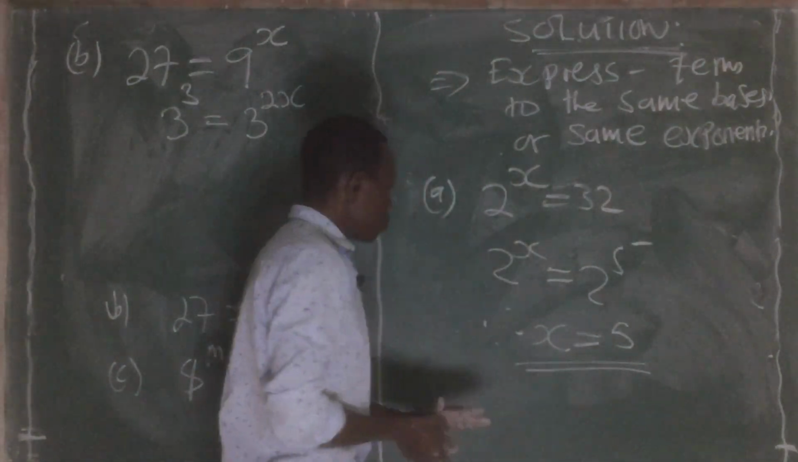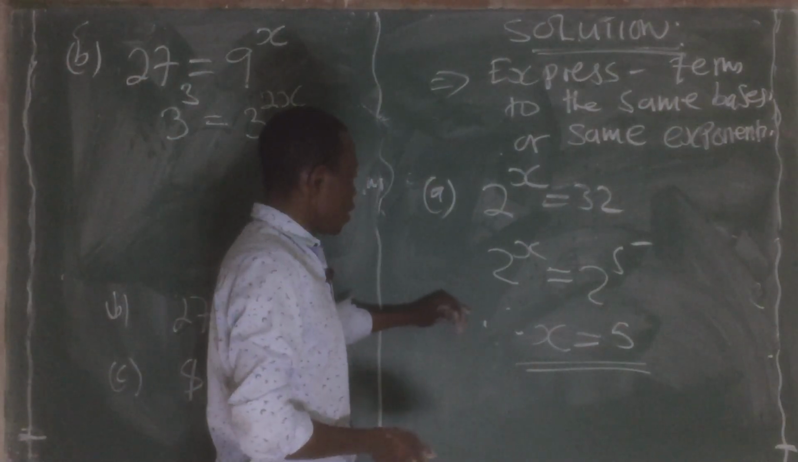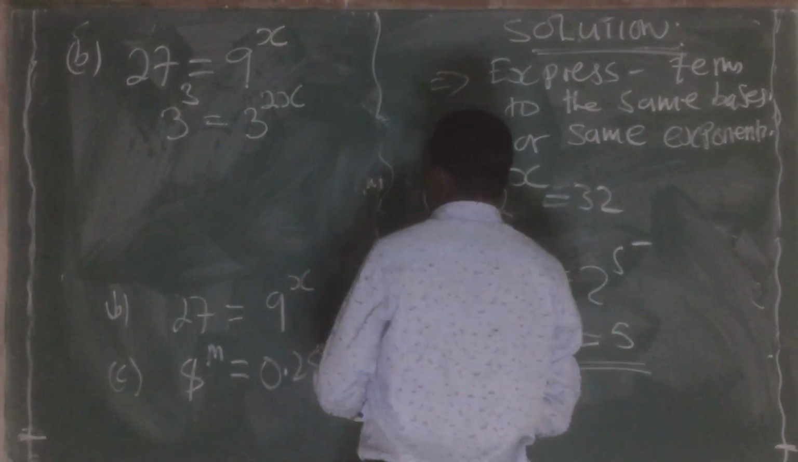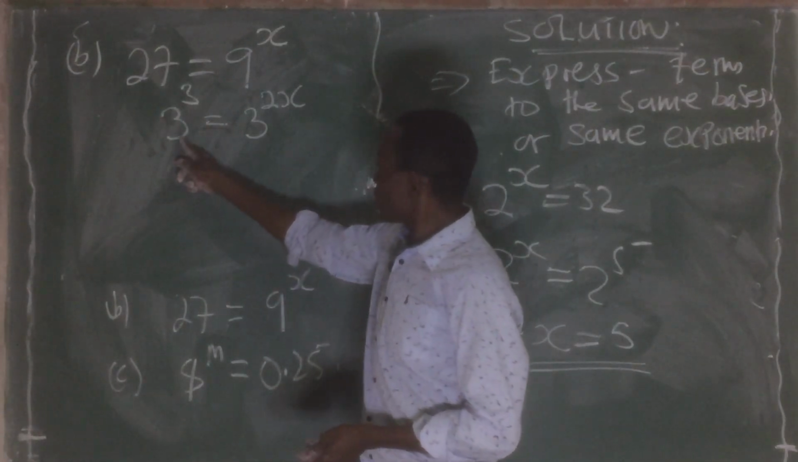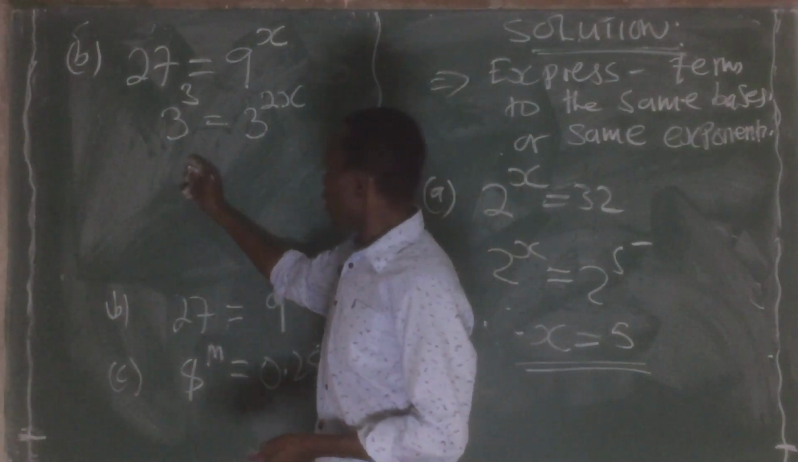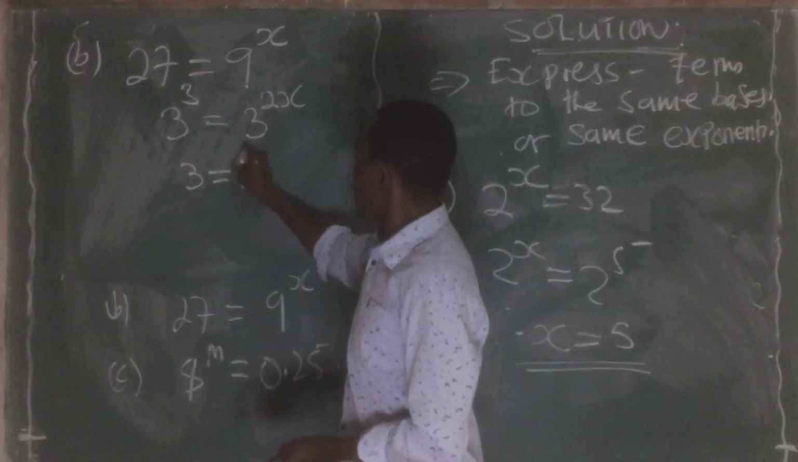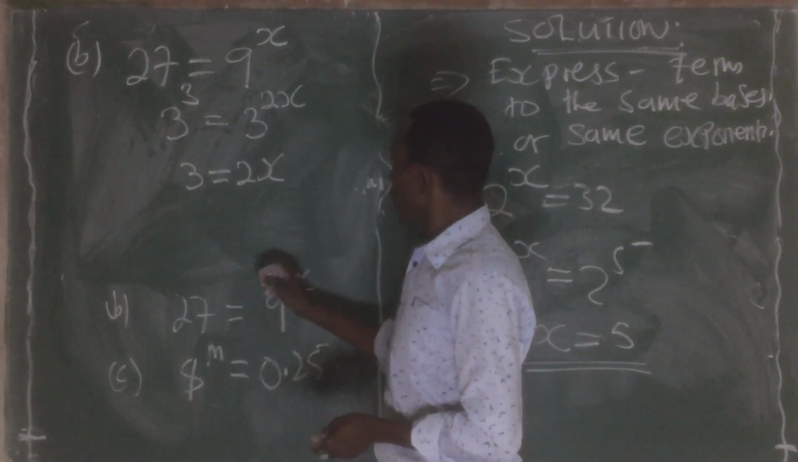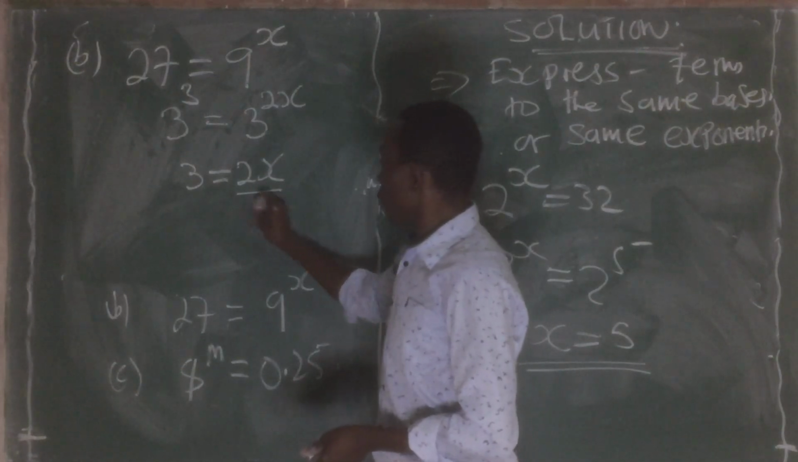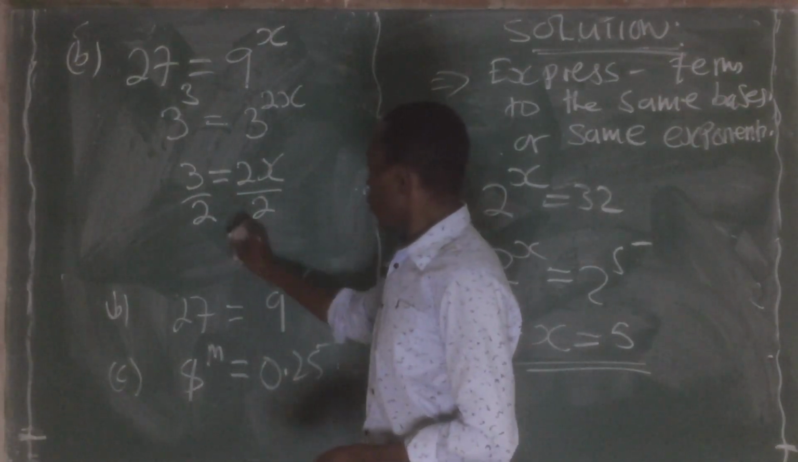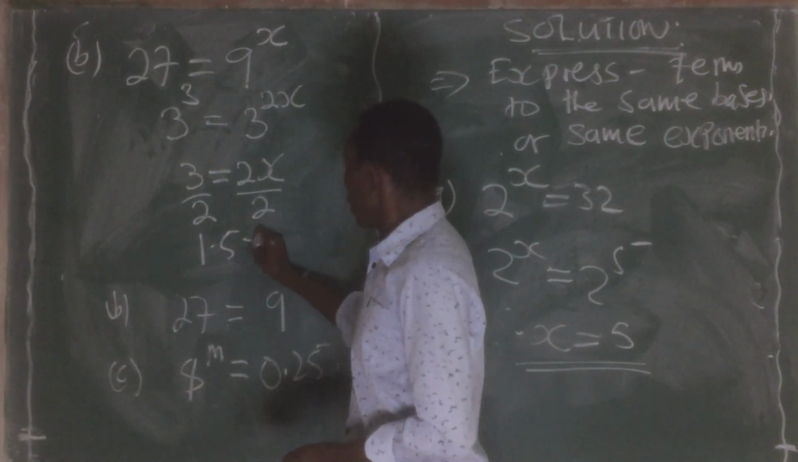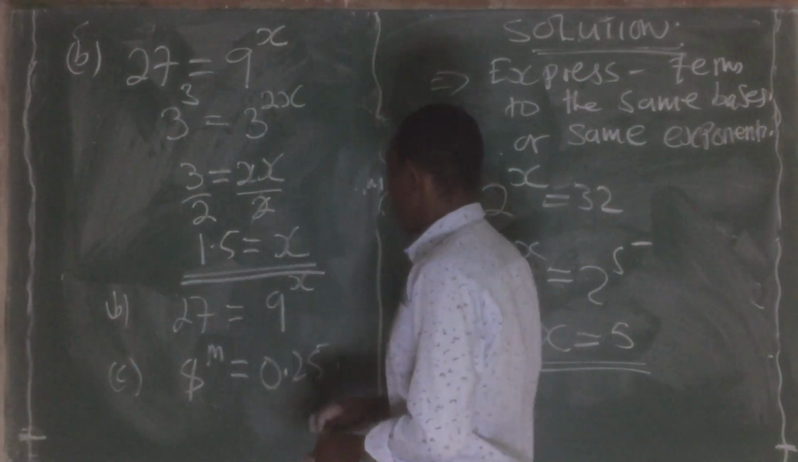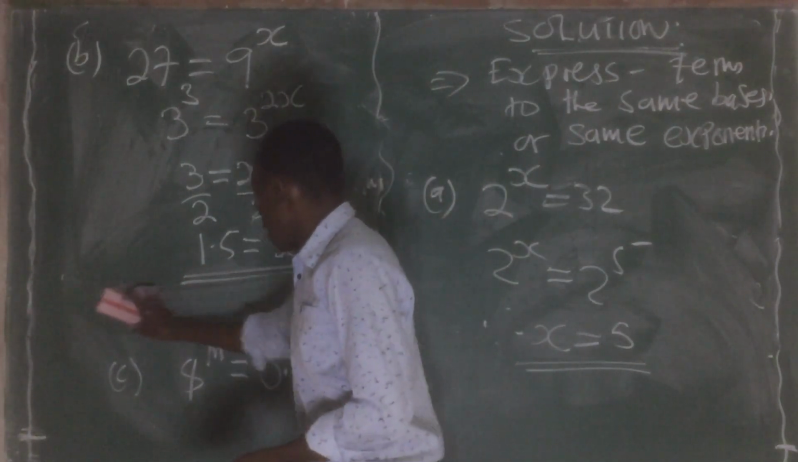By the first example, where we said if bases are the same, then the exponents must also be the same, that stand will also be taken here. Base 3, which means the exponent 3 should be the same as exponent what? 2x. So to find the value of x here, you just divide by 2, divide by 2. And what you have here is 1.5 is equal to x.